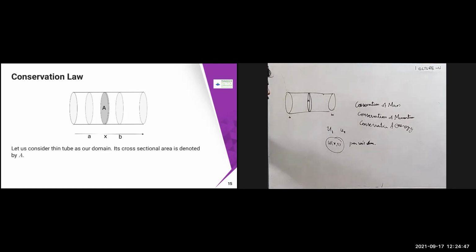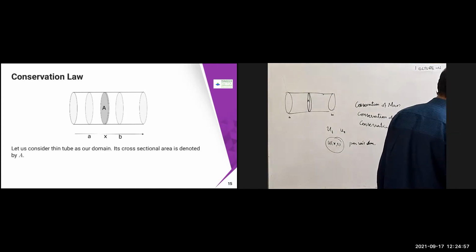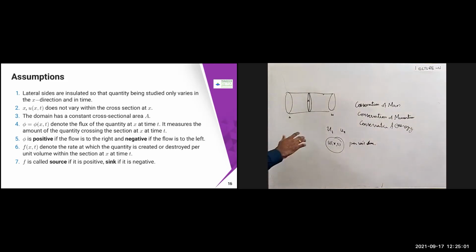So let us consider a thin tube as our domain, and its cross-sectional area we are going to denote as A. Let us derive the heat equation. How are we going to derive it? Let us see. The assumptions I am going to make, we can relax after the 1D equation, and then you can get a similar kind of thing.